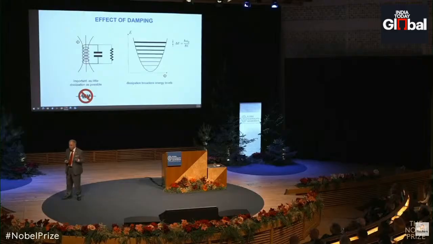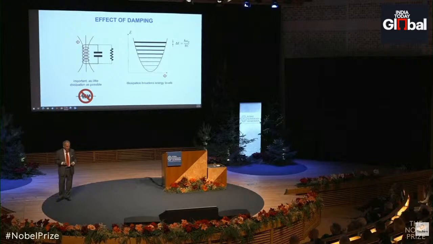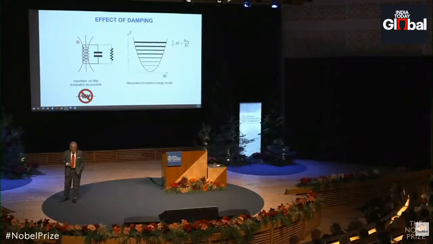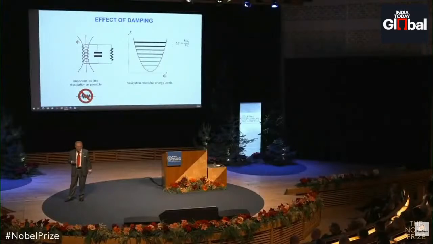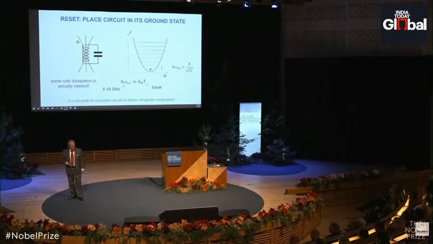Now, macroscopic objects are subject to a lot of friction in general. For instance, in an electrical circuit, you may have some resistance across the capacitance and the inductance, and this has the effect of broadening the energy levels. And as you can imagine, if the dissipation is too large, the levels will be too broad, and all this quantization will disappear because the levels will overlap. So you have to be careful in controlling the dissipation.